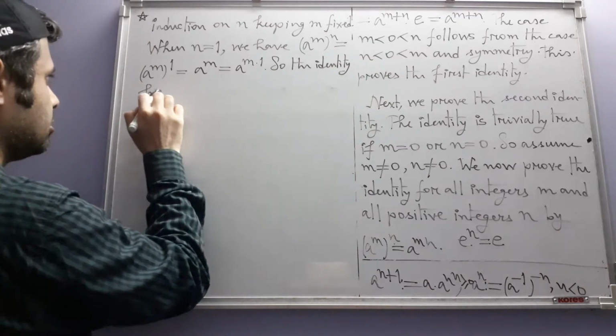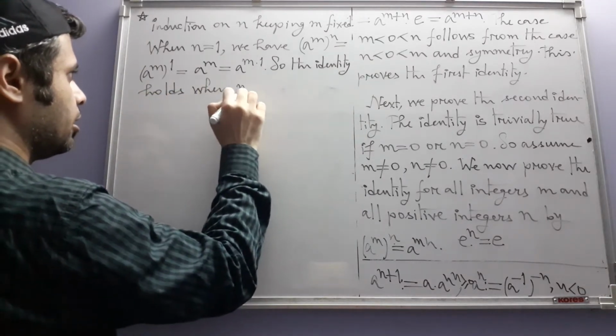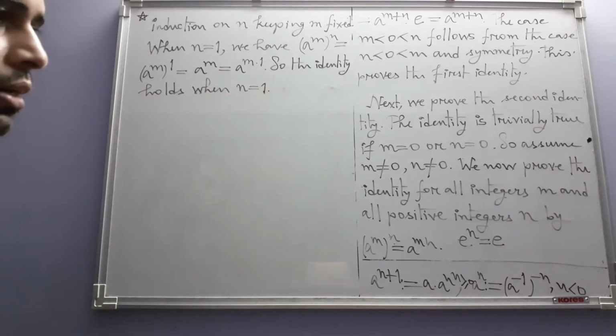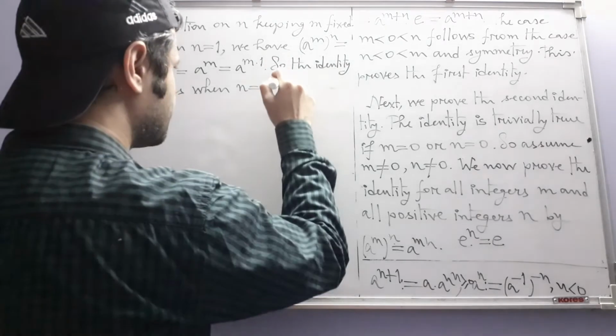So the identity holds when n is equal to 1. This is the basis for our induction. Now we are going to assume that it is true for some positive integer n and true for n plus 1.